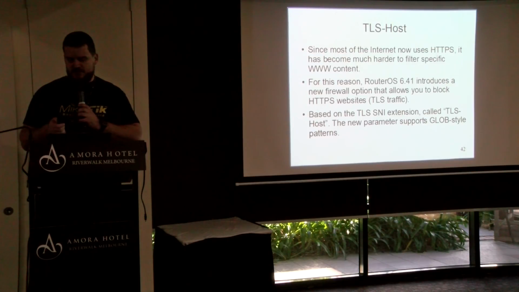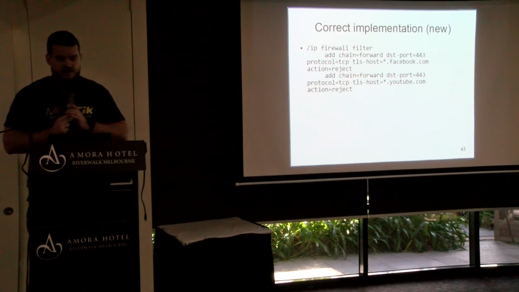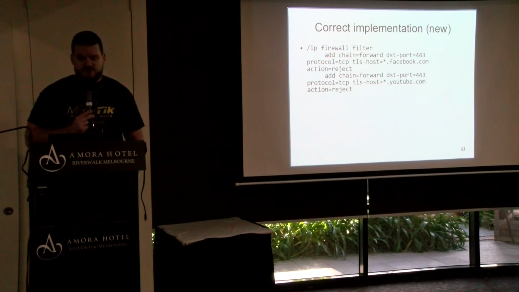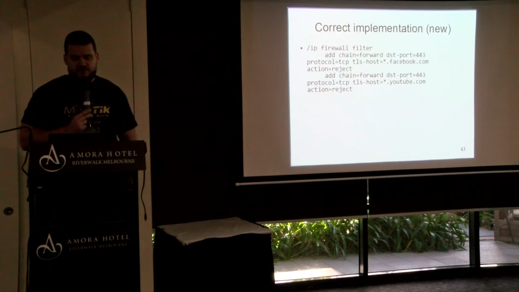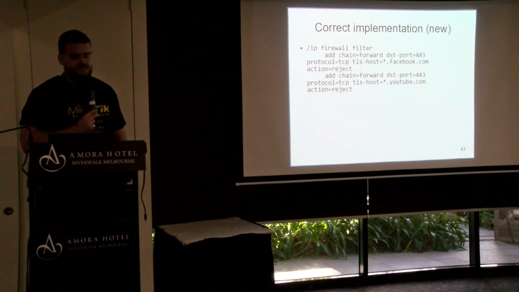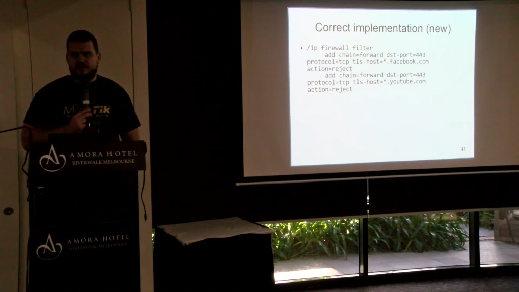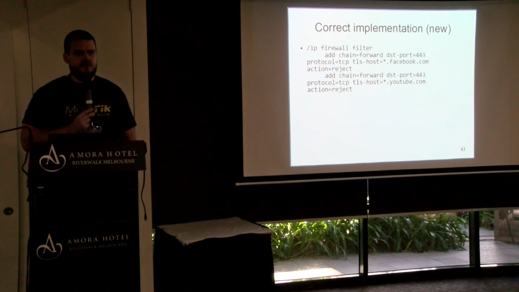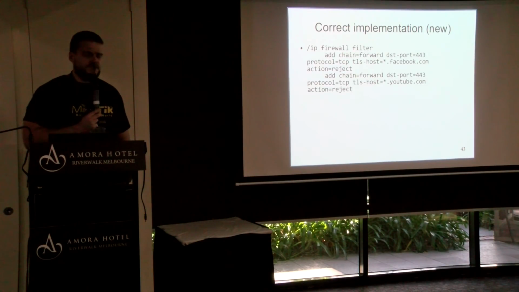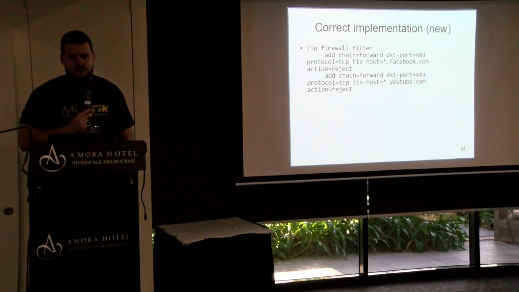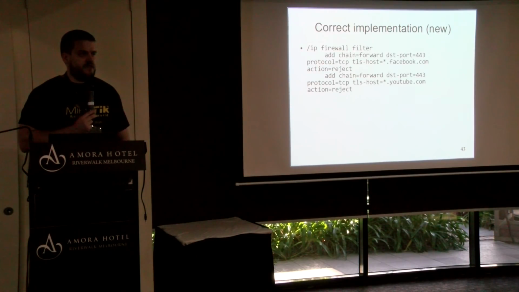And the correct implementation looks very simple, like this. You just take destination port 443 TCP, and for example, for Facebook or YouTube, reject all traffic that goes there. I use reject here because it is much easier to convince your browser that the site isn't available. If you just drop it, it will try and try and try again. But with the reject, it will understand, okay, it's not available, so it will generate less traffic in that case.